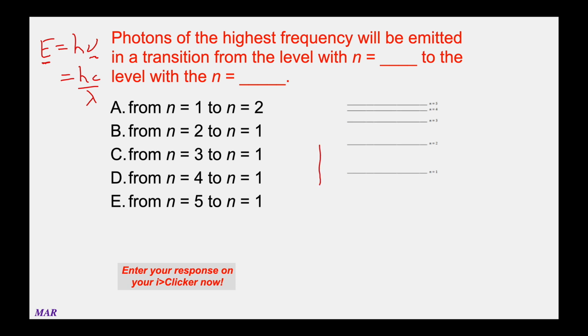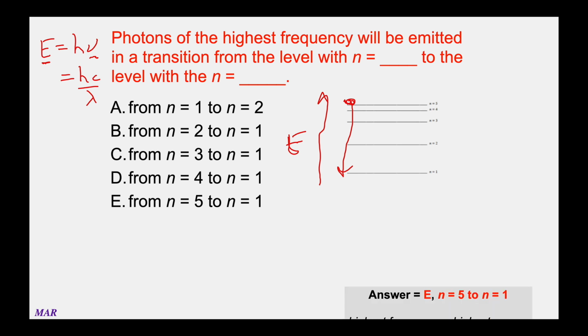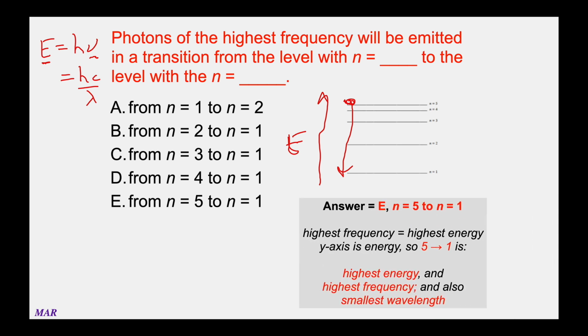Now, this y-axis right here, pretty sloppy arrow, is an energy axis. So the bigger the gap, the bigger the transition, the bigger the energy, which means the biggest frequency. And as you can probably imagine, if you have an n equals 5 to n equals 1, that's going to be the biggest energy gap you can get. The levels get closer as you get higher in N, but the 5 to 1 should be the biggest transition, and that's going to be your answer, answer E.